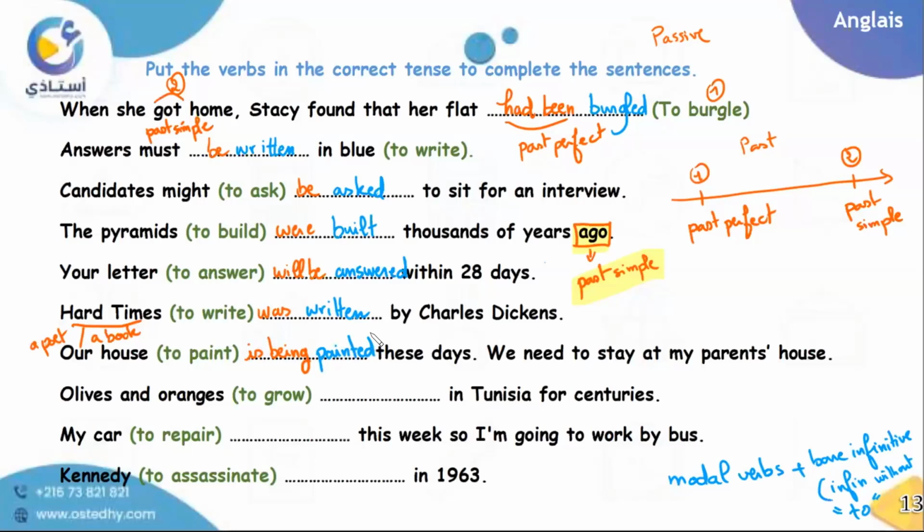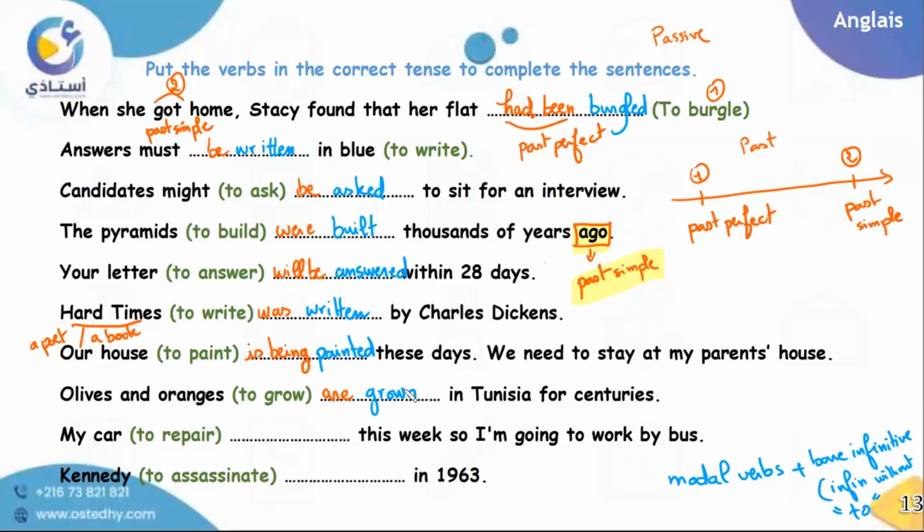Painted, is being painted. Olives and oranges now to grow in Tunisia for centuries. For plus a period of time, for centuries. What are we saying here? We're given a fact, okay? The olives and oranges. If we have a fact, so we need to put the verb to be in the present simple tense. Are grown. Grow, grown. The past participle of grow is grown.